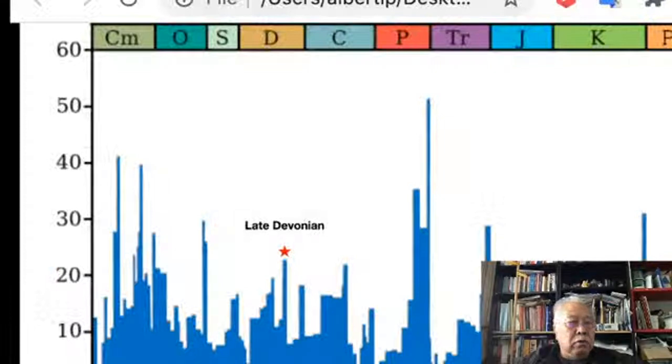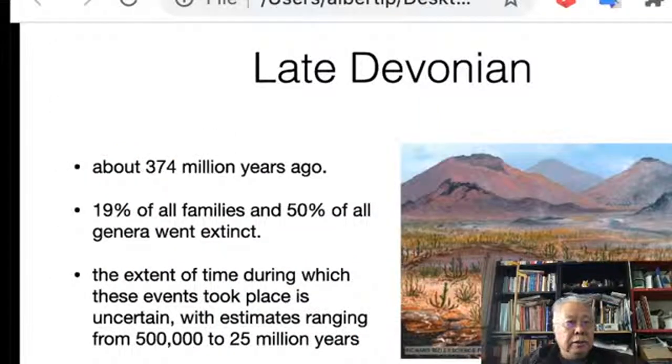And then the second one is the late Devonian extinction. This one is depicted like this, so it is assumed to be a dry event. It is about 374 million years ago. It is estimated that about 90% of families and 50% of all the genera went extinct. Again, the exact timing is just estimates.